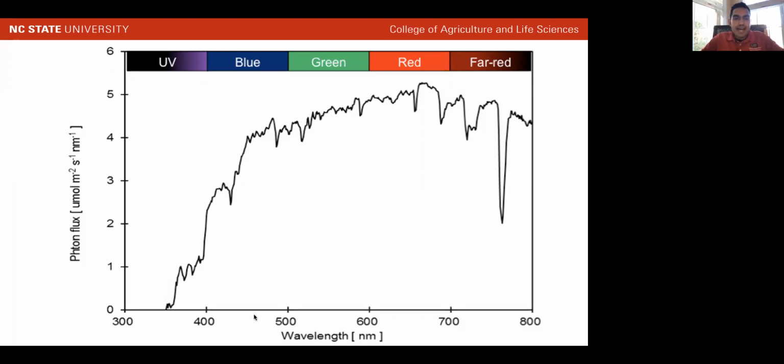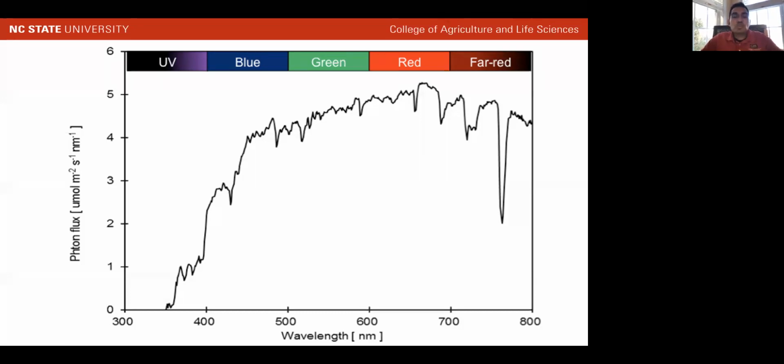Here on your x-axis, you have the wavelengths. So basically, from 400 to 500, you have the blue light. From 500 to 600, we call it green light. It can also be considered yellow light closer to 600. And 600 to 700 is the red light. And from 700 to 800, we have the far red light, which is a unique term for plant biologists.